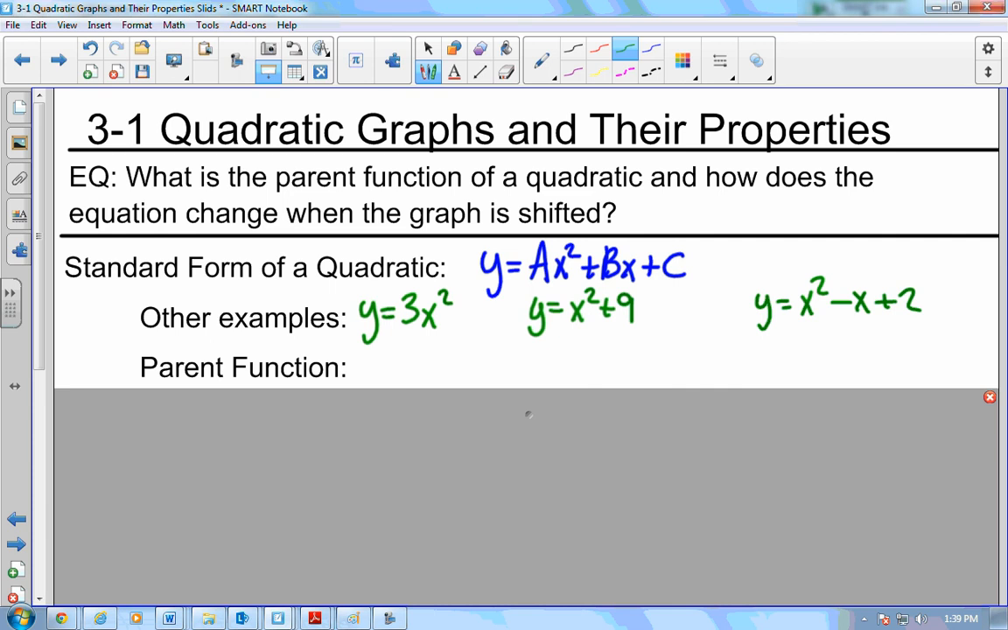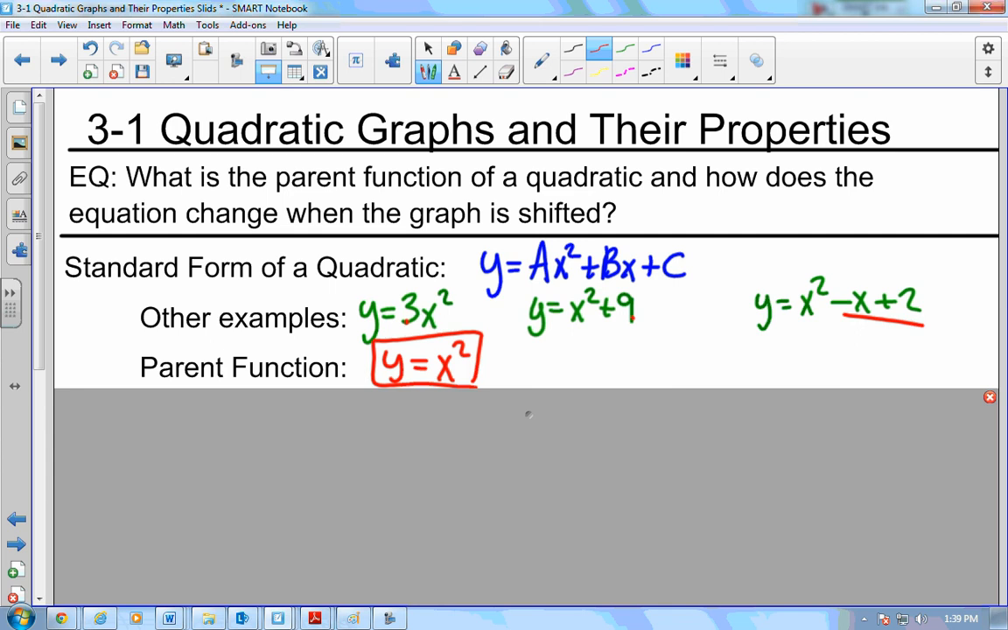The parent function is what we call the basic, most simplest form of that. The most simplest form for the parent function would be y equals x squared, because all of those have y equals x squared in it, right? All those in green have y equals x squared. So that's the simplest form. Then we just added numbers. We've added a multiplier of 3. We've added plus 9. But the most basic form of it is y equals x squared. And from there, if we add numbers, stuff happens to the graph.